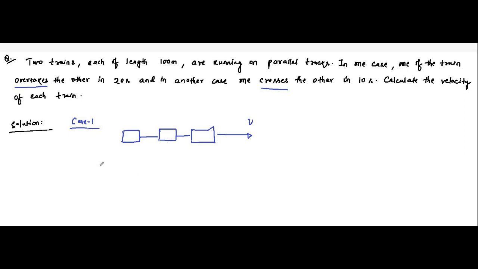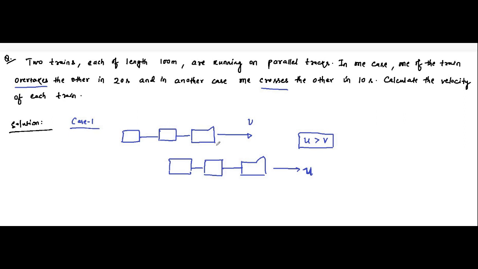Here another train is moving with velocity u. So this is v, this is u. Naturally you can see u is greater than v, and this train with velocity u is overtaking it.